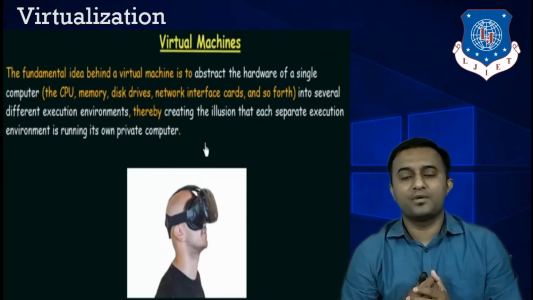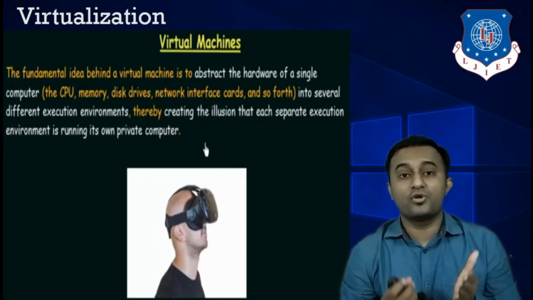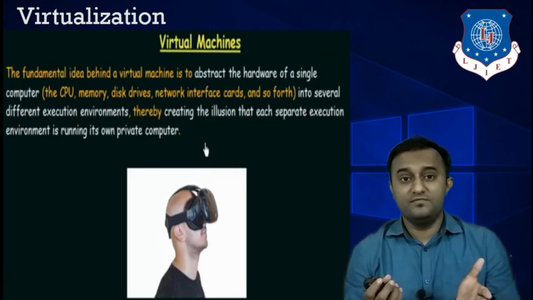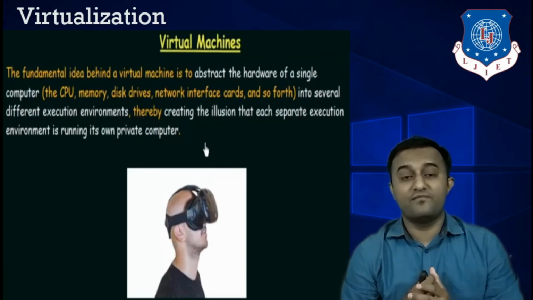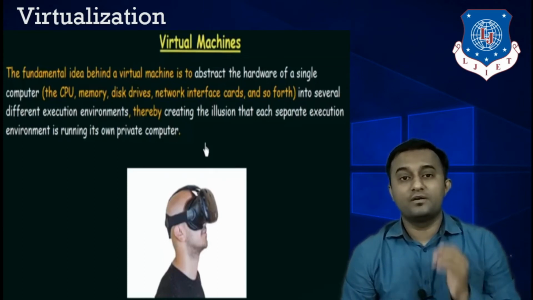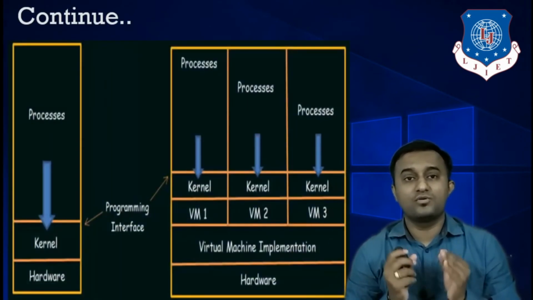Fine. So say for example, if you have one Windows, and if you want to install three different types of Linux operating system, with the help of VMware or say VirtualBox software, you can easily install it. Yes. So how can we do it? Let us discuss that. In this particular figure, you need to concentrate.